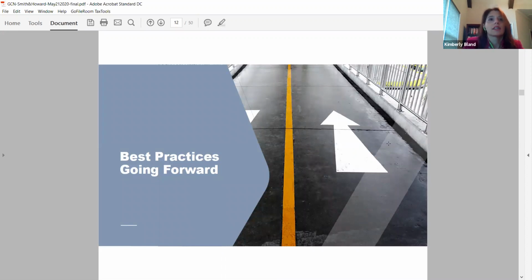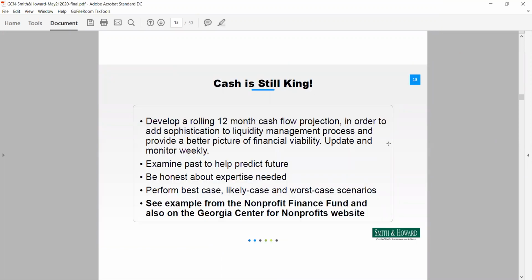So some best practices going forward. Cash is king. Cash is everything. We want to make sure that we're managing our programs with agility, being prudent and forward thinking when we are planning, and doing conservative financial management, looking at what our strengths and weaknesses are. So we've got to develop a 12-month cash flow projection. And I would say 12 months is at least a minimum. If you can, I would recommend 24 months.